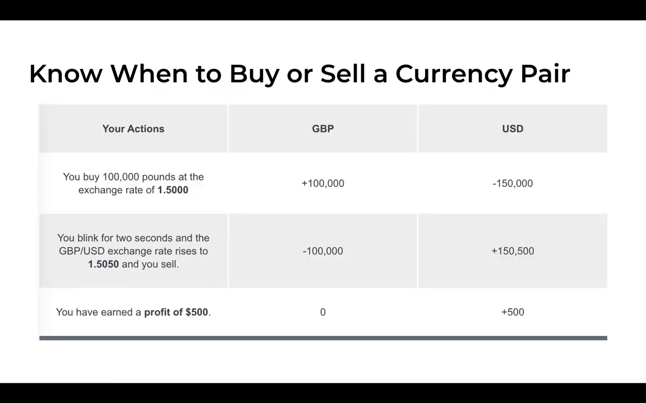So these were your actions. You bought 100,000 pounds at the exchange rate of $1.50. You can see there, and that was 150,000 US dollars. You only put up $3,000 though, because it was 1 to 50 ratio for the margin. You blink for 2 seconds and the pound USD exchange rate rises to $1.50 and 50, some change, whatever that may be, and you sell. And you then sell that for a $500 profit.